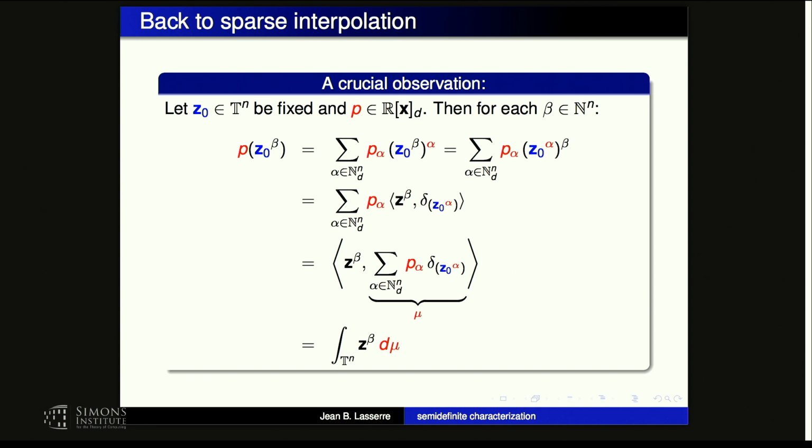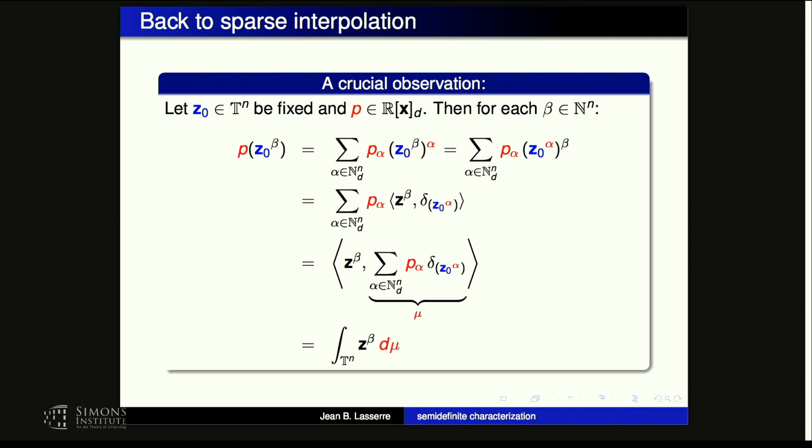And this atomic measure is what? The weight is just the coefficient P_alpha of your polynomial, and the atom is just the Dirac at the point z0 to the power alpha. The message is very simple: evaluating P at z0 to the power beta is just computing the beta moment of this measure.